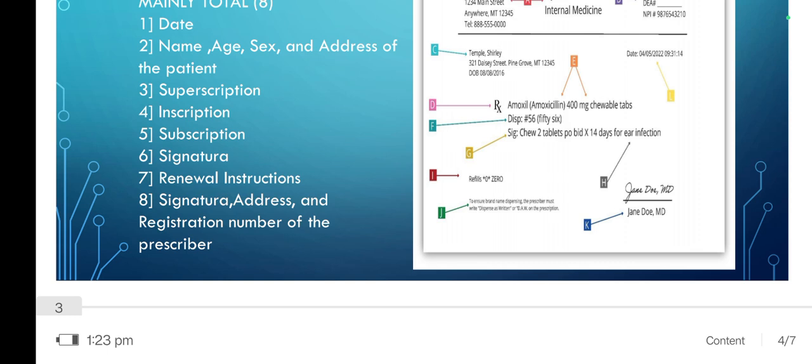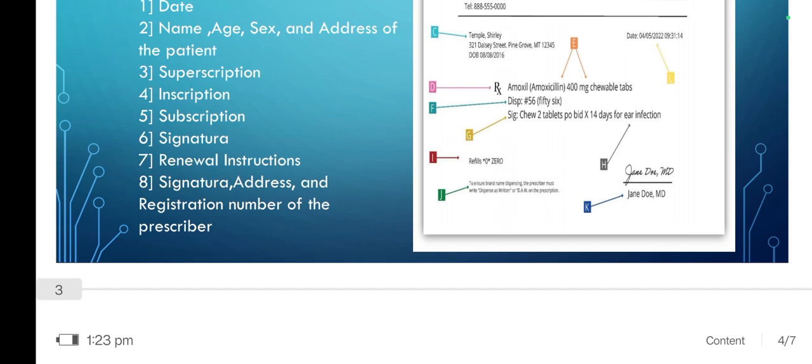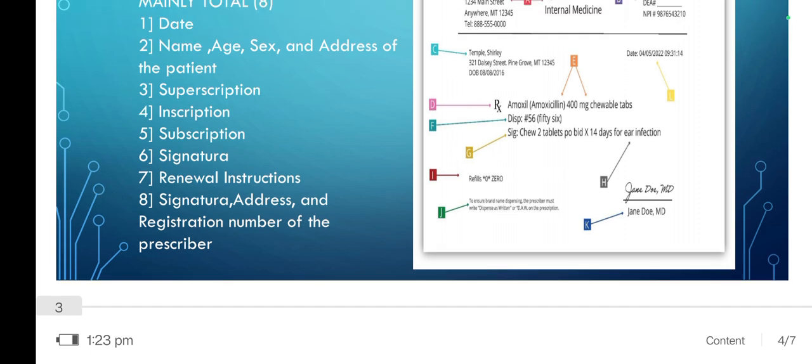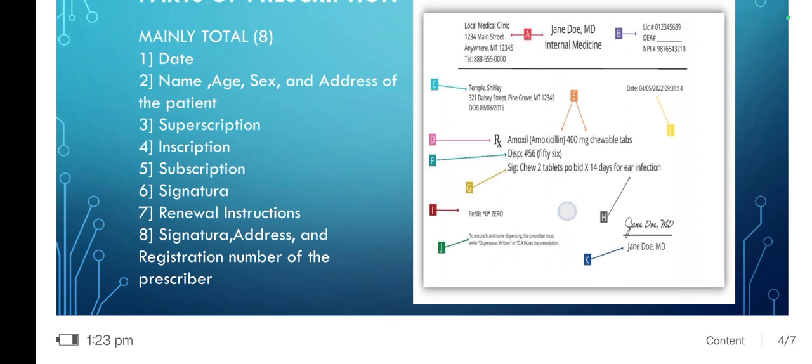And third one, superscription. Superscription is represented by the Latin symbol Rx. The Rx word comes from the Latin term recipe, which means take thou or you take.